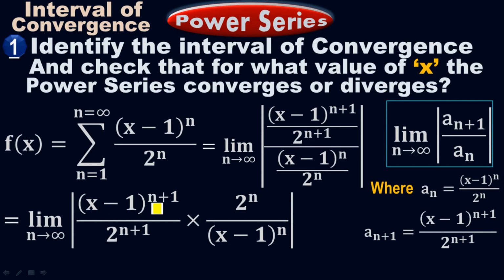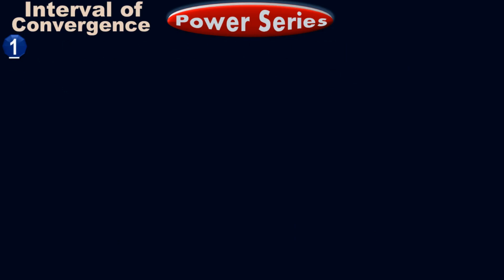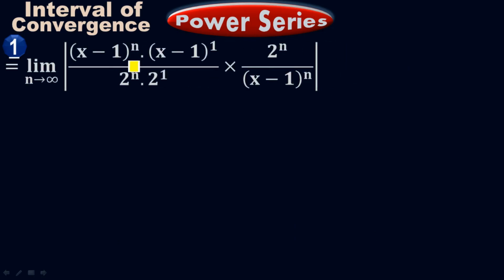It is like a to the n plus 1. So I can write a to the n plus 1 equals a to the n times a to the 1. You do the same thing for the denominator here. Can I write 2 to the n plus 1 equals 2 to the n times 2 to the 1? Yes. So I'm going to have (x minus 1) to the whole n times (x minus 1) to the whole 1, and 2 to the n times 2 to the n.